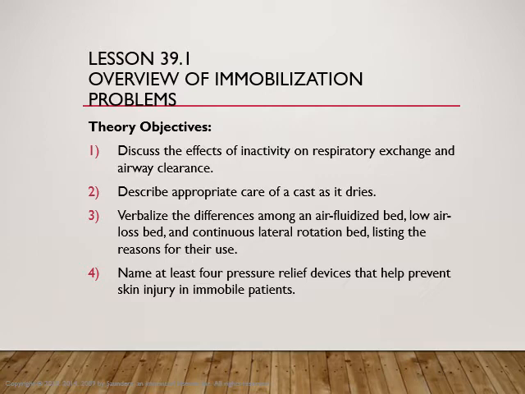Theory objectives include: discuss the effects of inactivity on respiratory exchange and airway clearance, describe appropriate care of a cast as it dries, verbalize the difference among an air fluidized bed, low air loss bed, and continuous lateral rotation bed, listing the reasons for their use. Name at least 4 pressure relief devices that help prevent skin injury in immobile patients.